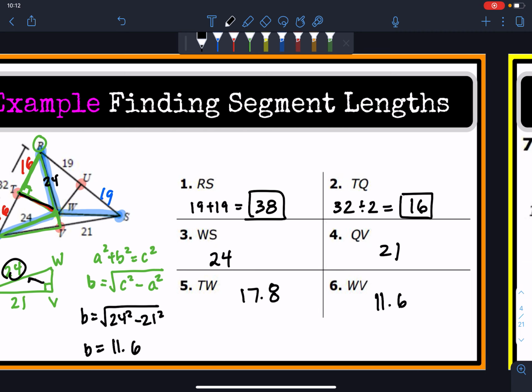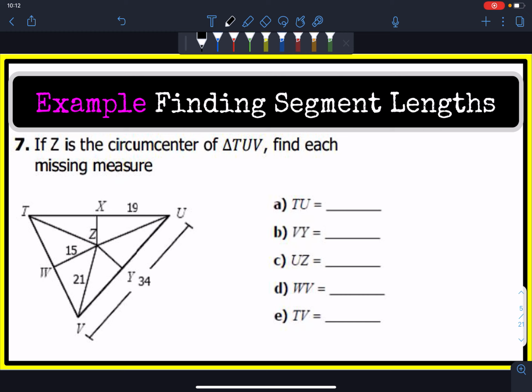So let's look at another triangle right here. Again, Z is the circumcenter of TUV, and we want to find the missing angles. So let me highlight Z. Let me highlight the vertices. So these again are the vertices in blue. So the vertices, the corners of the triangle. So that means that from the circumcenter to those vertices, they're all going to be equal distance.